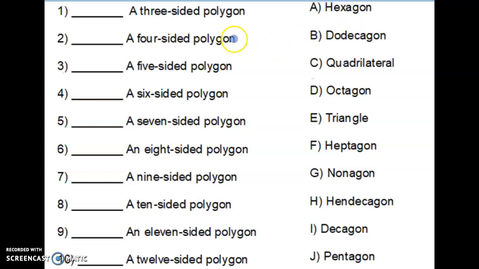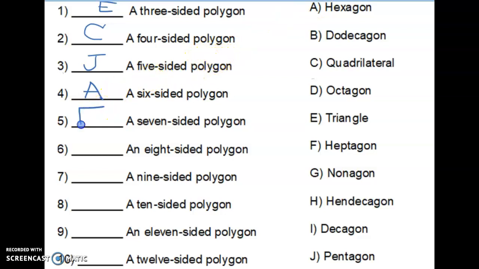So a three-sided polygon is called a triangle. Hopefully you guys got that one. Four-sided is a quadrilateral. Five-sided is a pentagon. Six-sided is a hexagon. Now, the way I remember that is 6 has an X in it and hexagon has an X in it. So if you pair those two X's, you know they go together.